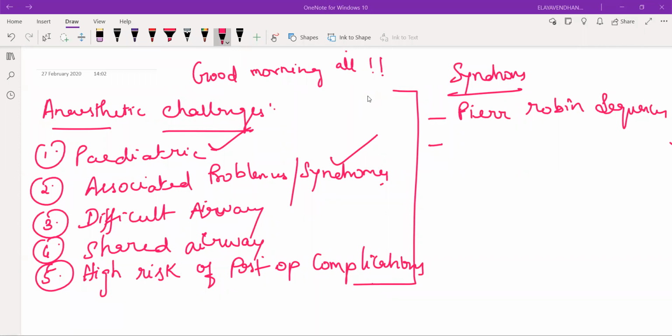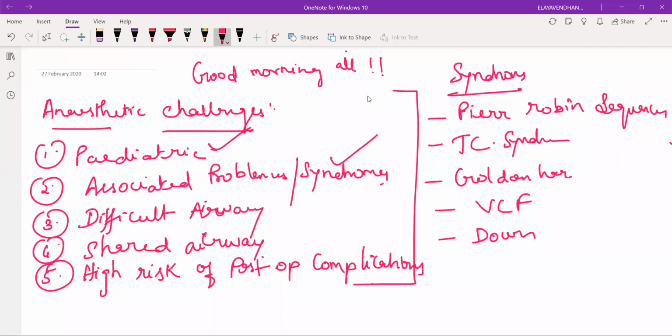Second is Treacher-Collins syndrome, sir. Treacher-Collins syndrome. Yeah. Then Goldenhar syndrome. Velocardiofacial syndrome. Down syndrome. Okay, then there are Klippel-Feil, Stickler, so many syndromes are there. Nearly 200 to 300 syndromes are associated with cleft lip and cleft palate. But the most important are these three, right? Okay, just remember the clinical features of these three syndromes alone so that it might be useful. Rest all, you need not worry about, okay?